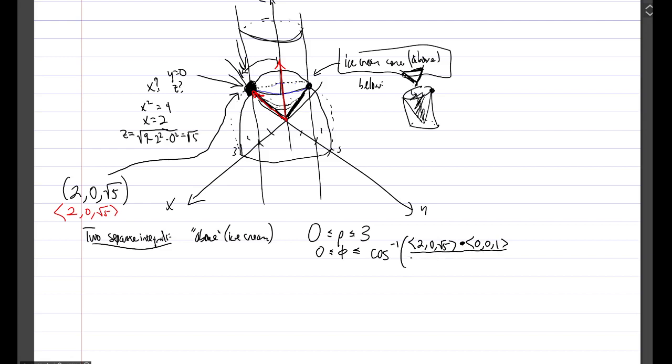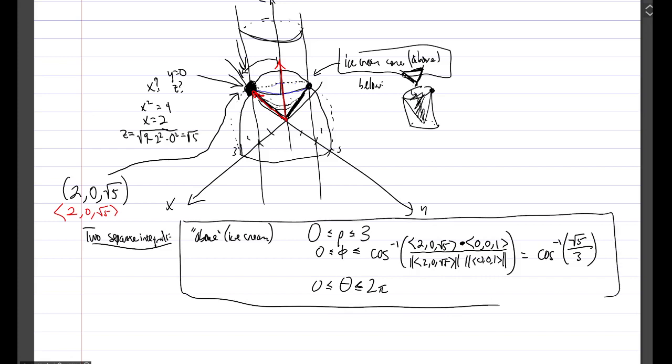And then down here, we're going to need the magnitude of the 2, 0, root 5 vector times the magnitude of the 0, 0, 1 vector. Of course, that magnitude is 1, but I'm just trying to illustrate that point. And so this actually ends up being cosine inverse of root 5 over 3. Whatever angle that is. Finally, we spin all the way around in terms of theta, so theta will be between 0 and 2 pi. That took some work to do, but we did the hard work for setting up the integral.